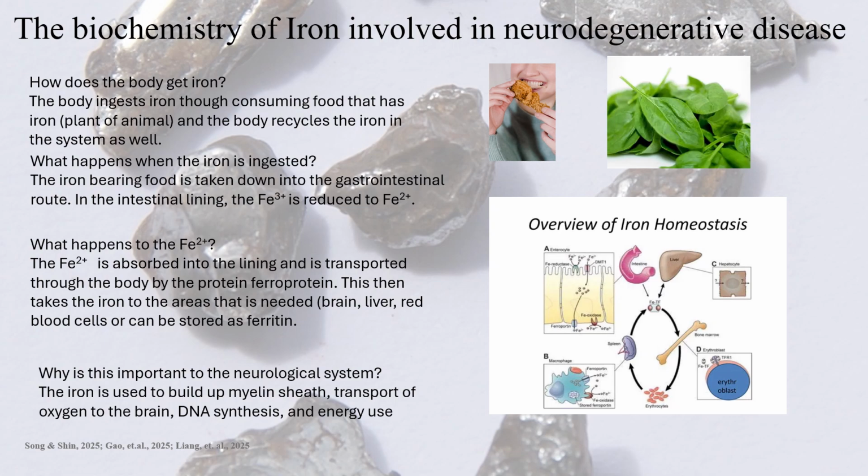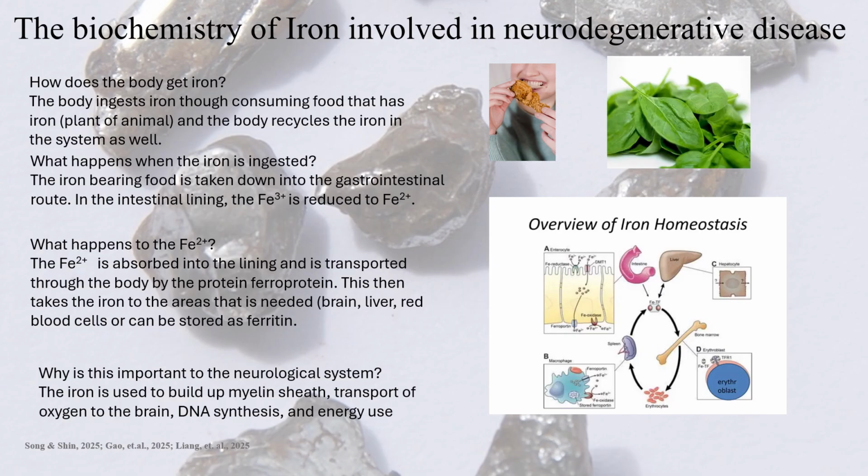You ask what happens when the iron is ingested? The iron-bearing food is taken down into the GI route. And in the lining, the ferric iron is reduced to ferrous iron. The ferrous iron is easily absorbed by the duodenum. When it is absorbed, it is then transferred into the system in various places, and it will be transported by ferroprotein to various organs such as the liver, the brain, or even the skin.